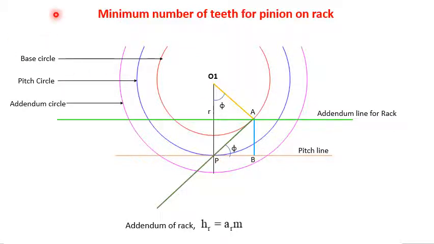Here the addendum of the rack is HR, the height of the rack. From the previous case we know that to avoid interference we have to multiply the addendum with the module. So here, to find the minimum number of teeth on pinion on rack to avoid interference, we consider the term AR into M, which is the addendum of the rack. I call this H suffix R, the addendum of rack.